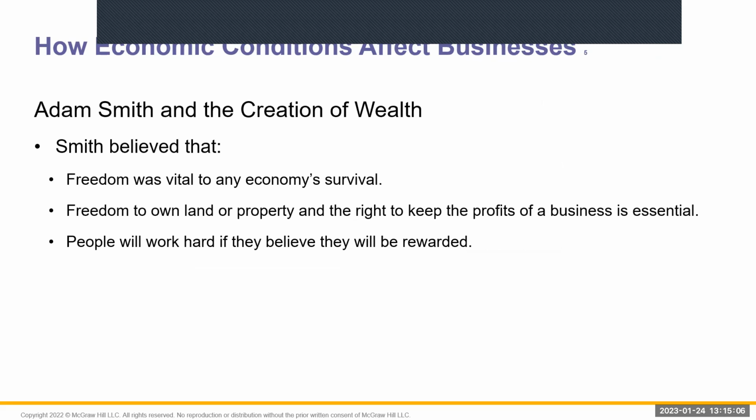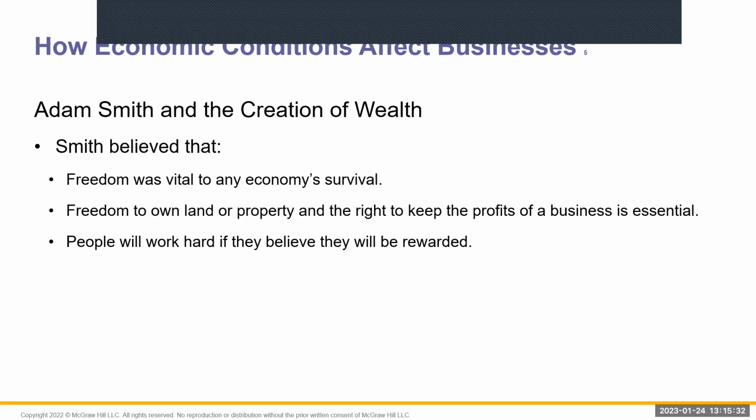Freedom was vital to any economy's survival. You had to have freedom. Think of the situation they were in when they started the Revolutionary War. They were ruled by a king. When you're ruled by a king, you don't have freedom. You pretty much do whatever the king dictates you have to do. They wanted to get out of that. They wanted to build an economy. They had this land. It was a lot bigger than they realized it was at the time. And they wanted to create their own wealth.